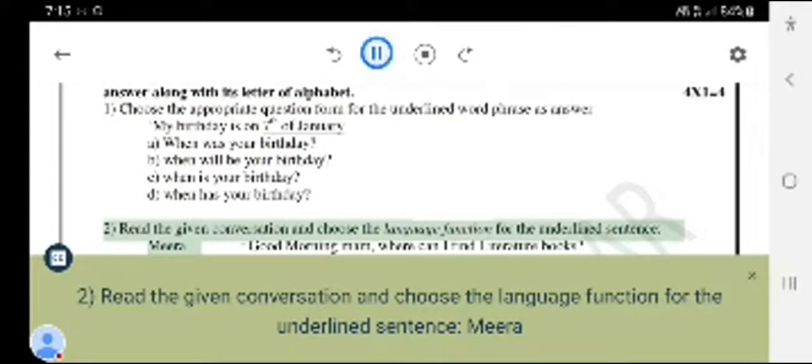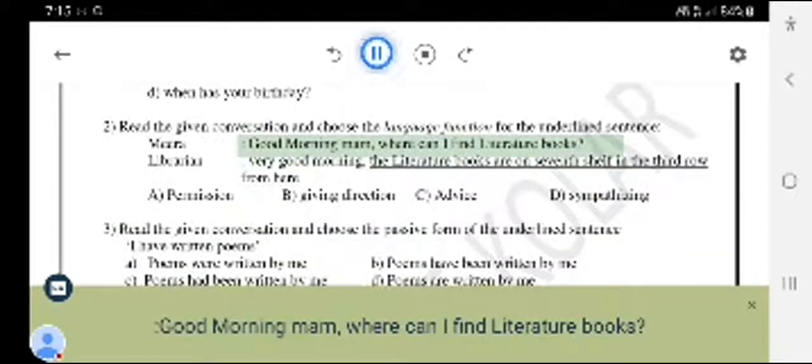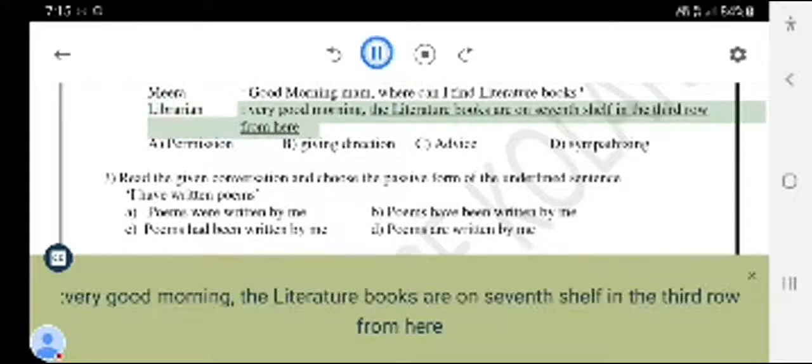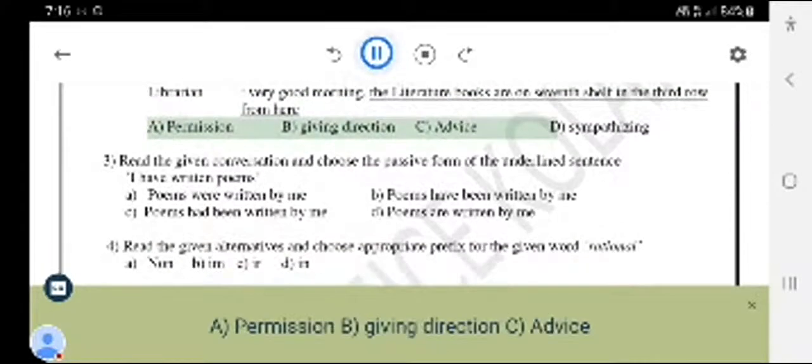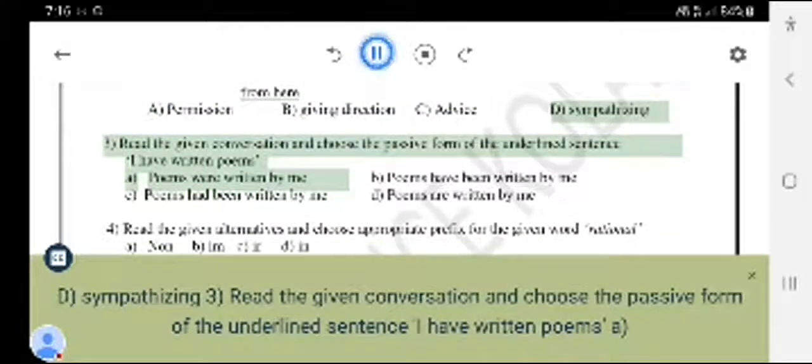2. Read the given conversation and choose the language function for the underlined sentence. Mira: Good morning, ma'am. Where can I find literature books? Librarian: Very good morning. The literature books are on the 7th shelf in the 3rd row from here. A. Permission. B. Giving direction. C. Advice. D. Sympathizing.